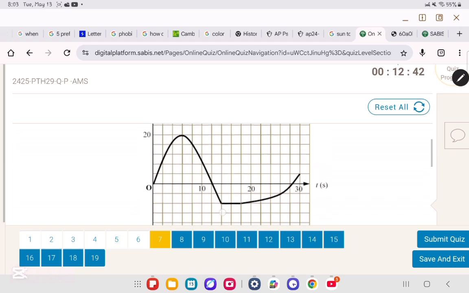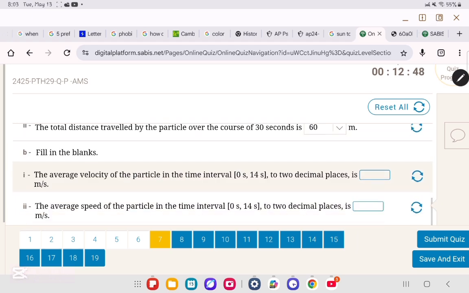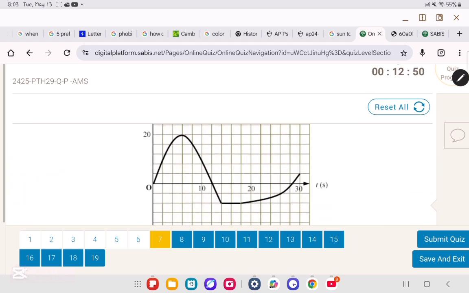The average velocity of the particle in the time interval 0 seconds, 14 seconds. Okay, so very simply, they want what? They want the average velocity. In order to find the average velocity, you will need to find the displacement of the particle. So if this is 10, so 11, 12, 13, 14, no. Okay, so that means each block is 2. That means this is 12, this is 14. So this position over here is 14.